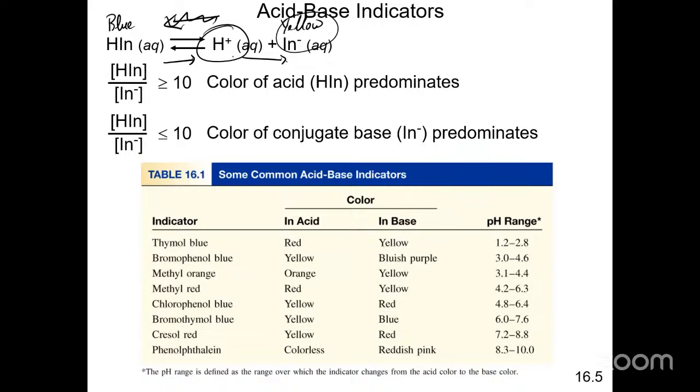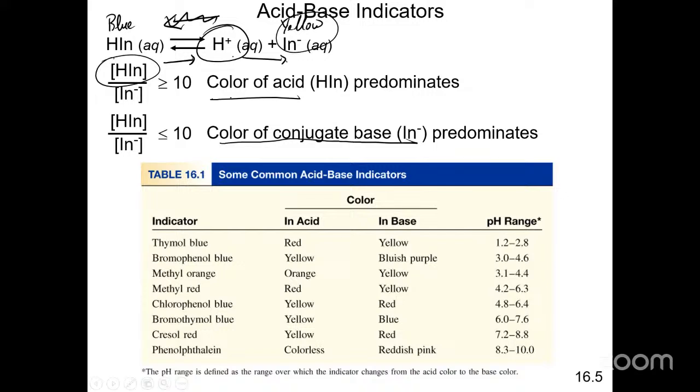Now, what you'll find in practice is that if the ratio of the concentration of the undissociated molecule, like HIn, to the concentration of the conjugate base is greater than or equal to 10, then the color of this will predominate in the solution. And the opposite is true if things are flipped. In other words, if the ratio of the concentration of the undissociated molecule to the conjugate base is less than or equal to 1/10, then the color of the conjugate base, which is the In minus in this case, would predominate as far as the solution is concerned.